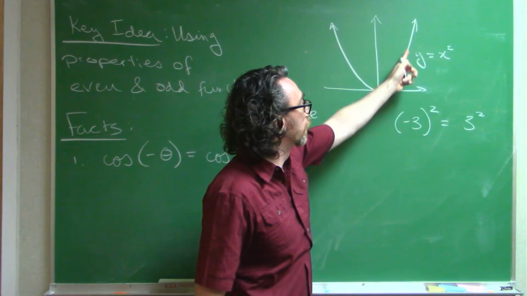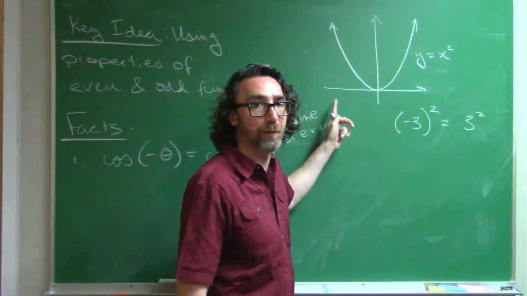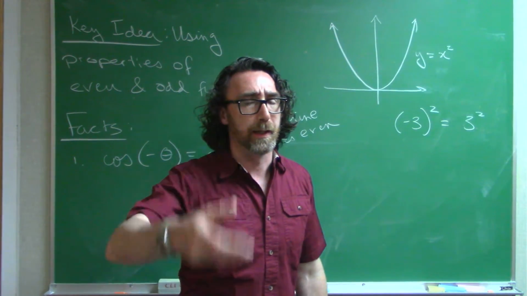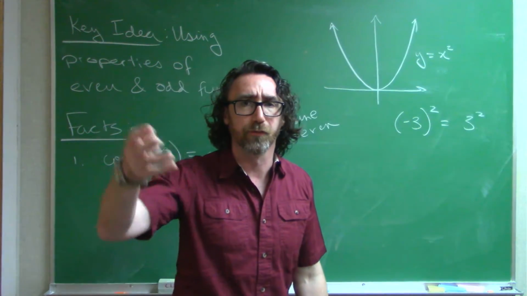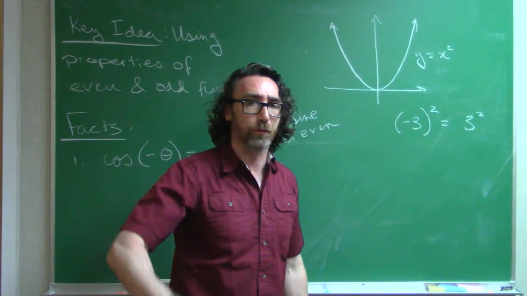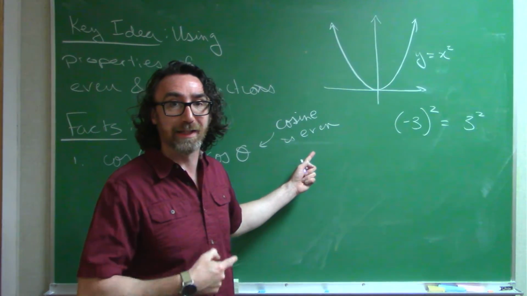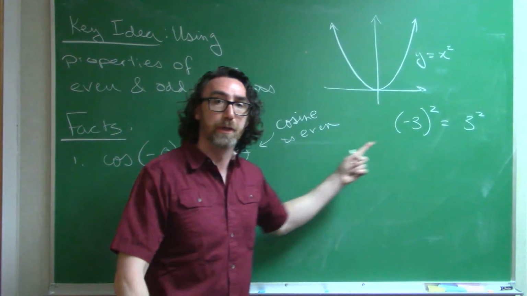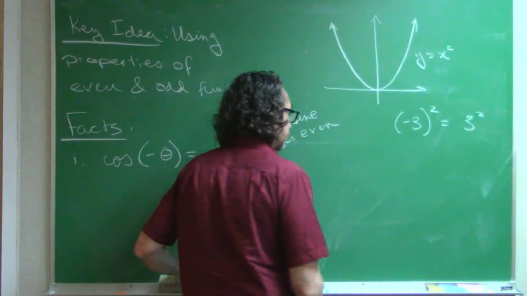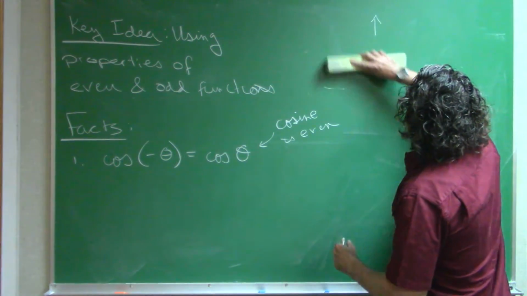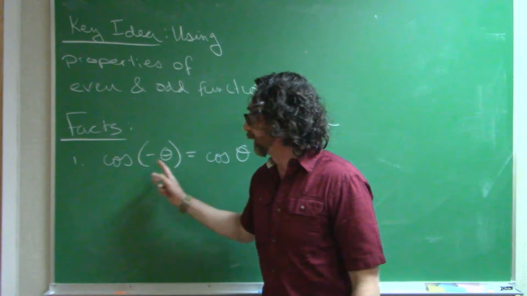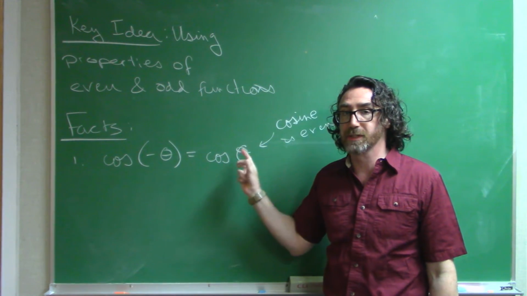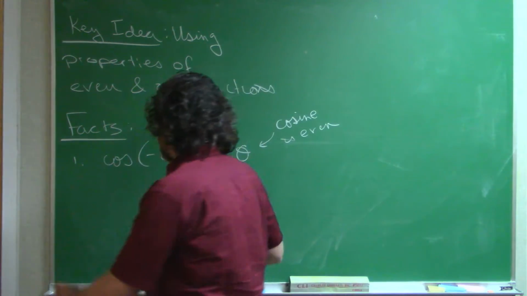The height of the graph at x equals 3 is the same as the height at x equals negative 3. And this would be true for x squared, it would be true for x to the 4th, x to the 6th, etc. That's actually why we call it an even function. Even powers have this property, and so do some other functions, like the cosine function. So if you take the cosine of a negative angle, you're going to get the same result as if you had taken the cosine of the positive version of that angle. Okay, so that's fact number one.